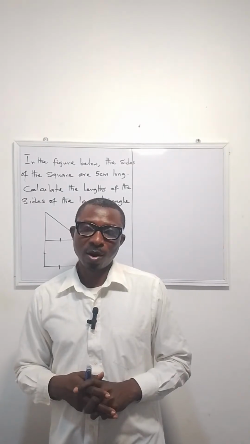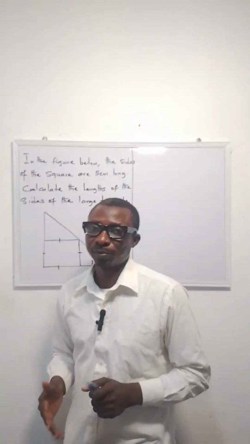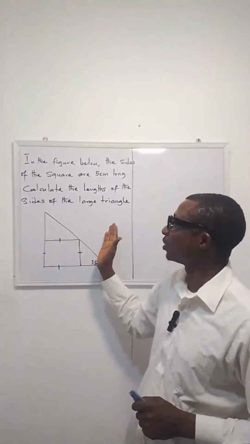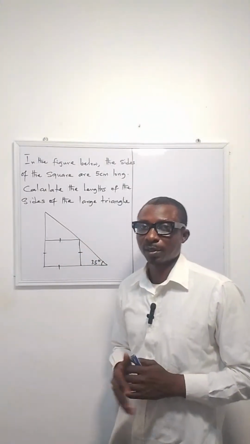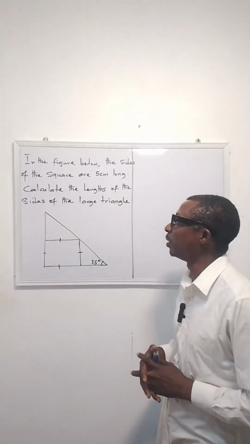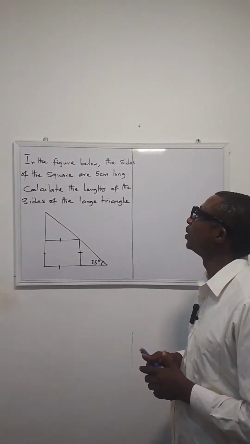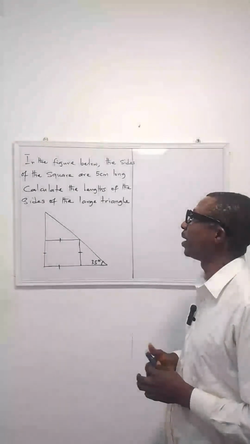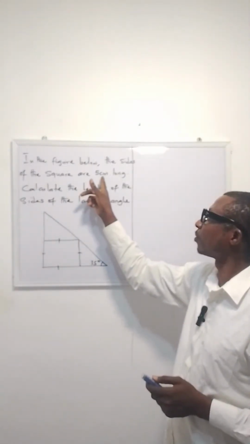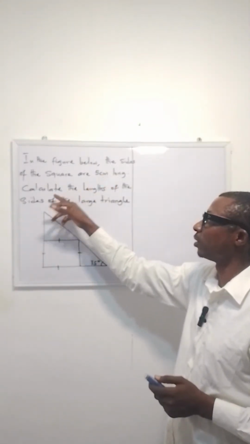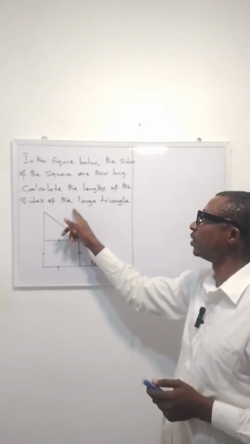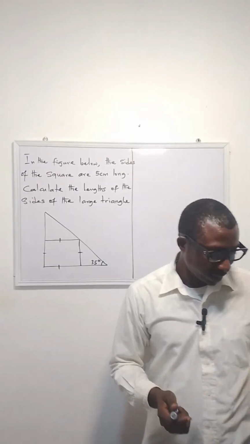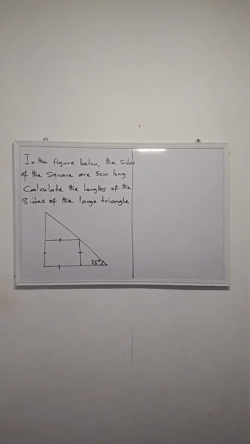Now let's look at this question. This is the first question, under trigonometry. How do we solve this problem? In the figure below, the sides of the square are 5 centimeters long. You have to calculate the length of the side of the large triangle. I want to believe we can all see the question.